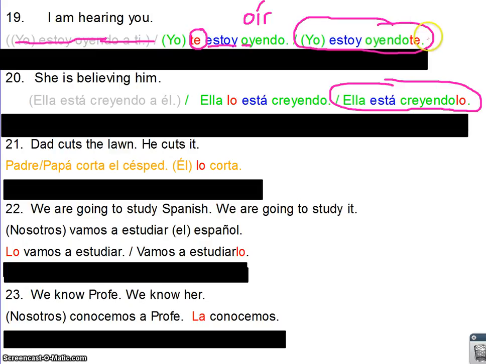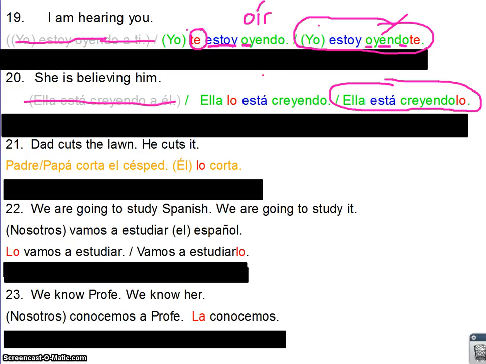But like we just said, if you attach a pronoun to the end of a present participle, you need an accent on the penultimate, meaning second to last syllable, not counting the pronoun. So oy and do, last, second to last. And either of these two sentences, right here or right here, would be correct. Number 20, she is believing him. Again, this is not the best answer.